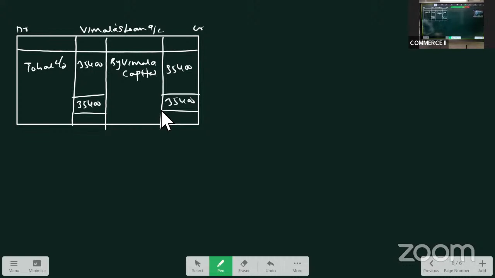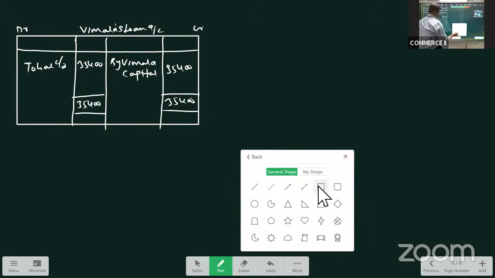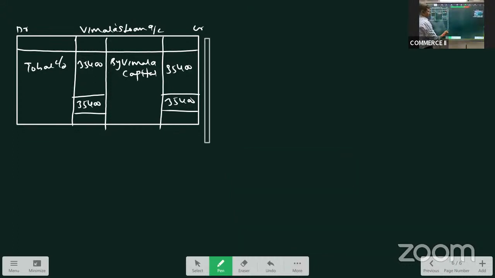Okay. So now the last step, and it is, of course, the balance sheet.